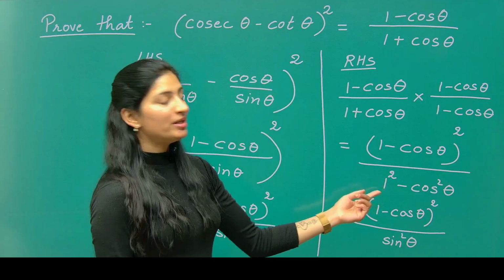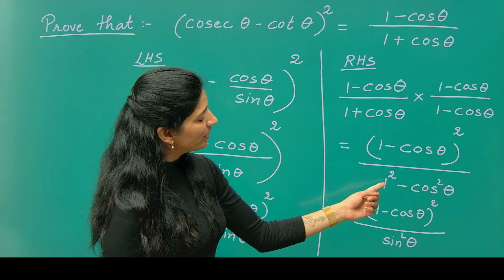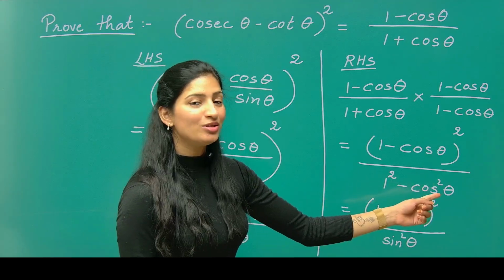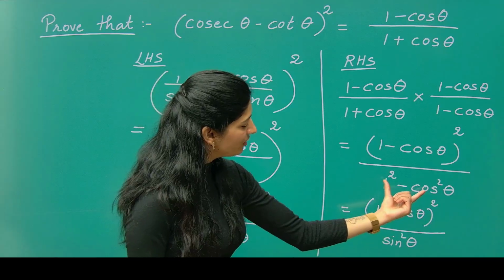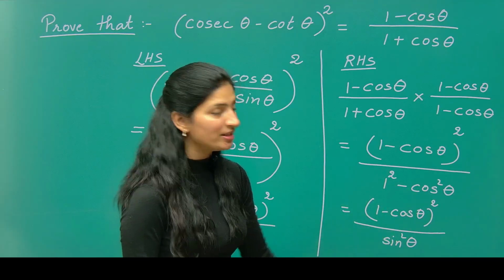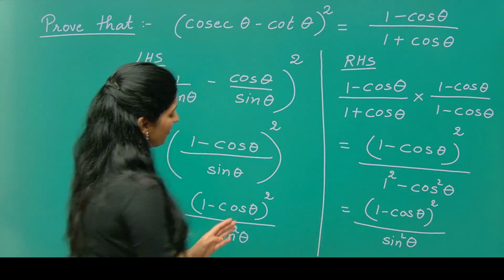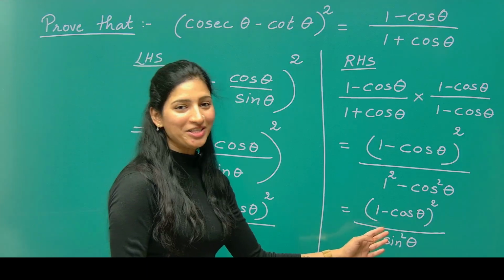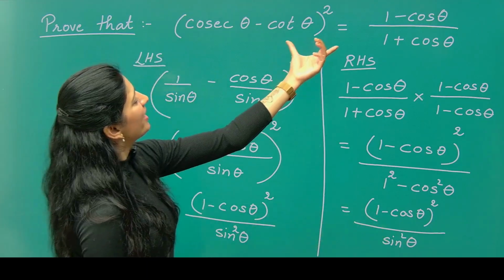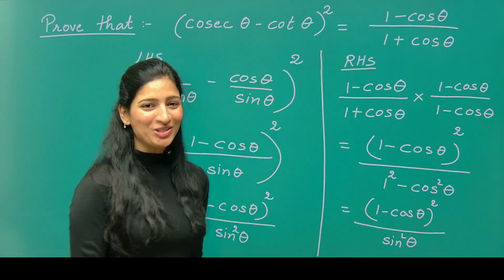Now as we know that sine square theta is equal to 1 minus cos square theta, using that identity, I can convert this entire thing into sine square theta. Now at this particular stage, my left hand side and right hand side are equal. So it's verified that this given equation is true.